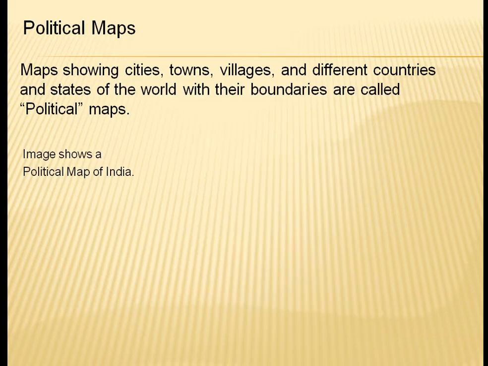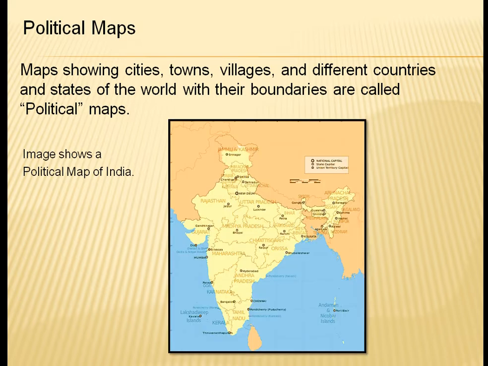Next, political map. Maps showing cities, towns, villages and different countries and states of the world with their boundaries are called political maps. The image shows a political map of India. So let's check out the political map of India. So this is the political map of India. After observing it, next we are going to move on to thematic maps.